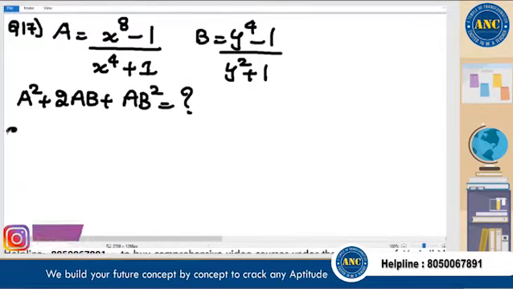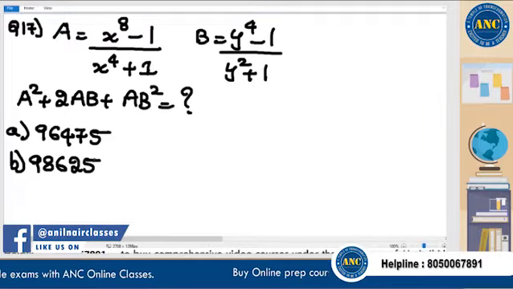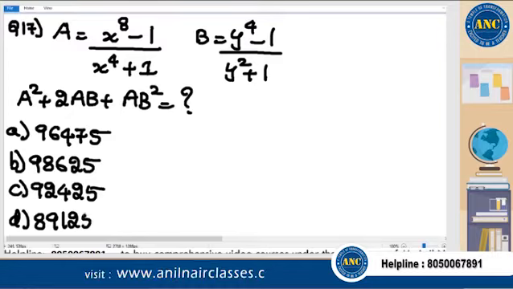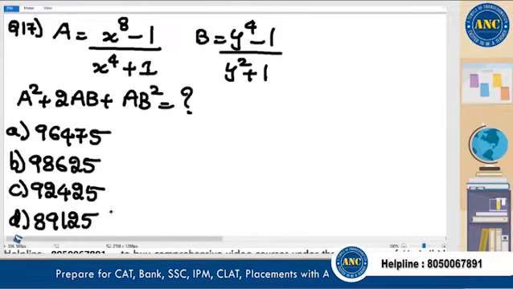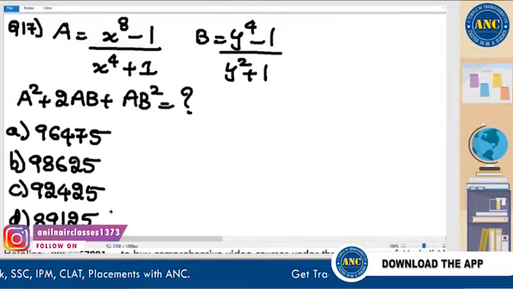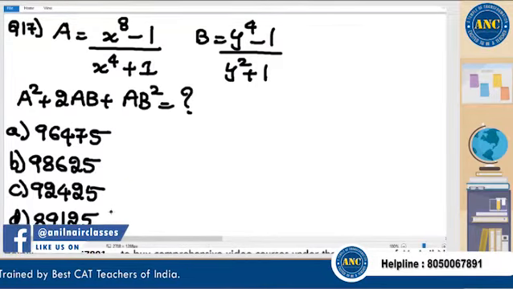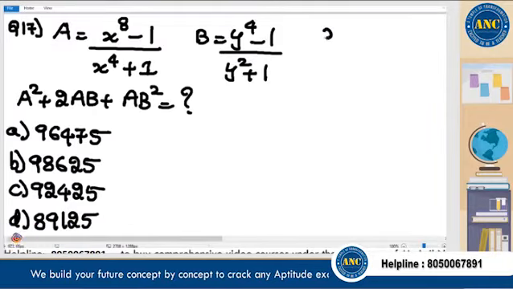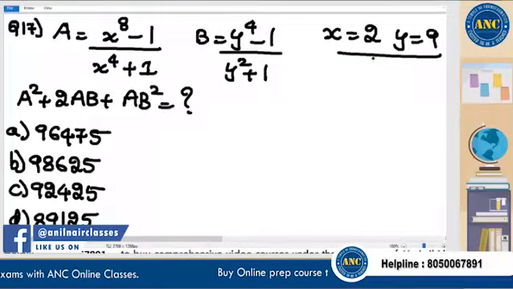It is a very, very easy question. Many students in the forums are saying that it is difficult. The options are 96475, 98625, 92425, and D option 89125. The values should be given. I hope it is clear, sir? I'll tell you the values also. x is nothing but 2, y is nothing but 9.